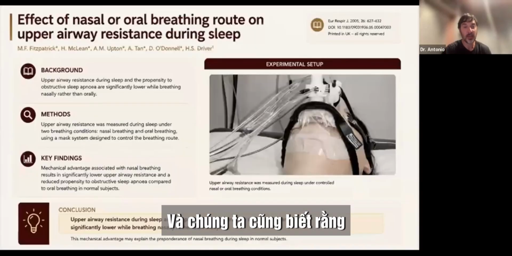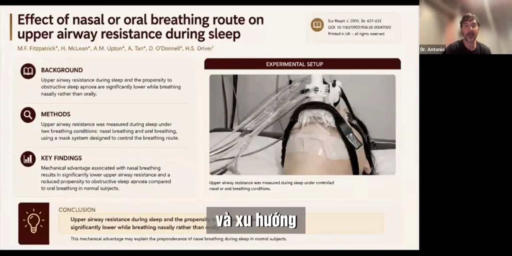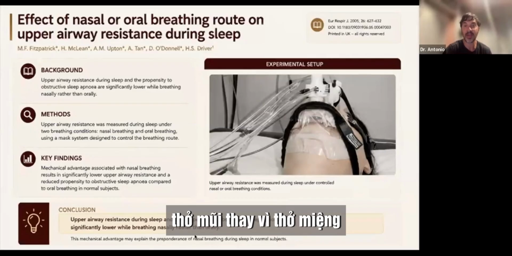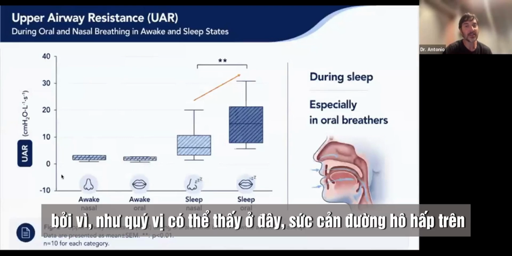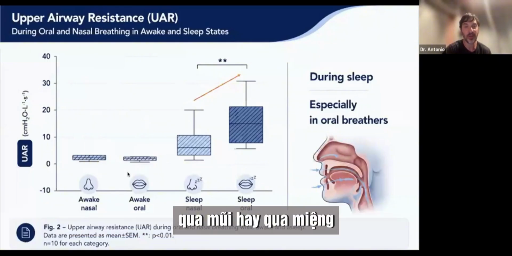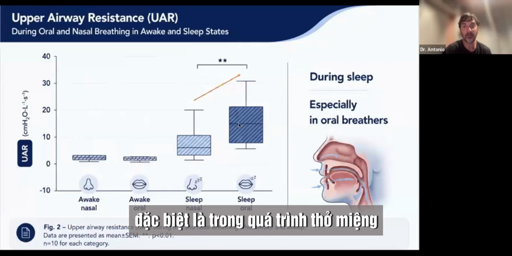And we know also that upper airway resistance during sleep and the propensity for obstructive sleep apnea are significantly lower while we breathe through the nose rather than through the mouth. And this is a very important slide because, as you can see here, the upper airway resistance is low during wakefulness, whether breathing occurs through the nose or through the mouth. However, it increases significantly during sleep, especially during mouth breathing.